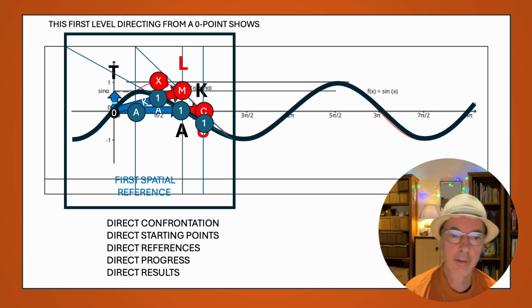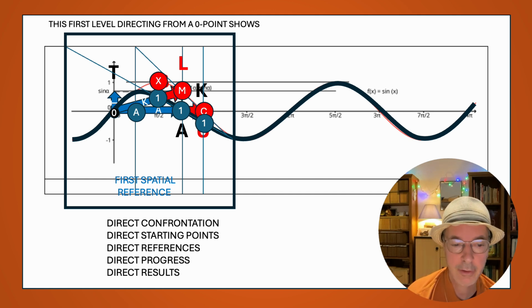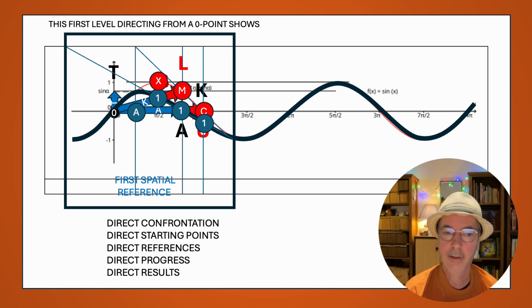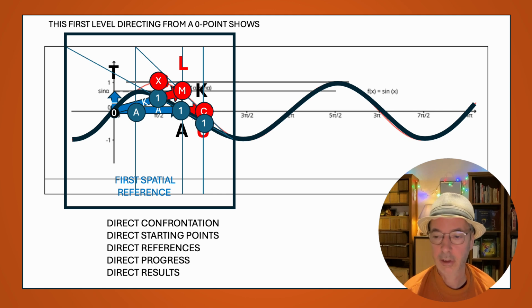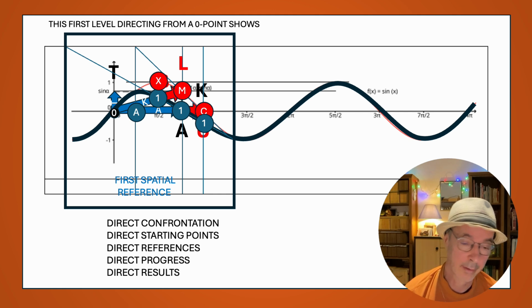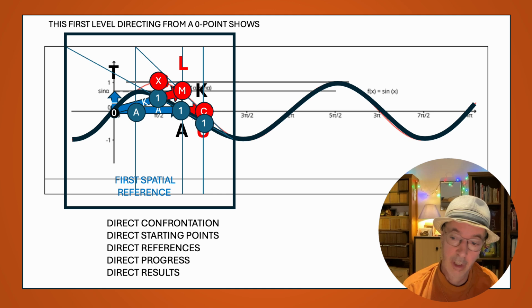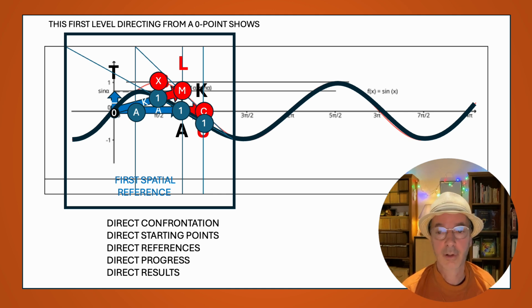So basically, we already had all these first 9 letters in space in a direct confrontation. These were the direct confrontation from a 0 point. So with a direct confrontation, where am I, where are you, and how do we match? This is actually a way to see the first 9 letters, how we come to a direct confrontation, find our direct starting points with direct references, with direct progress as well, and direct results, all in this little frame.